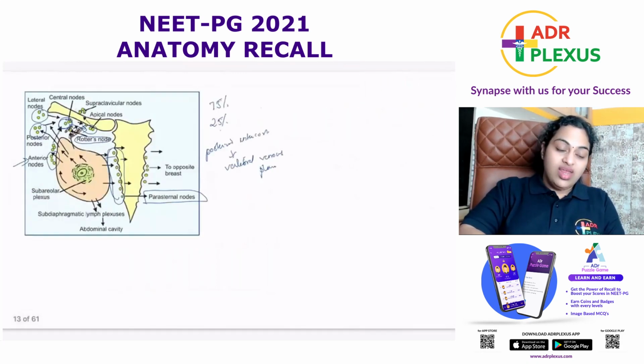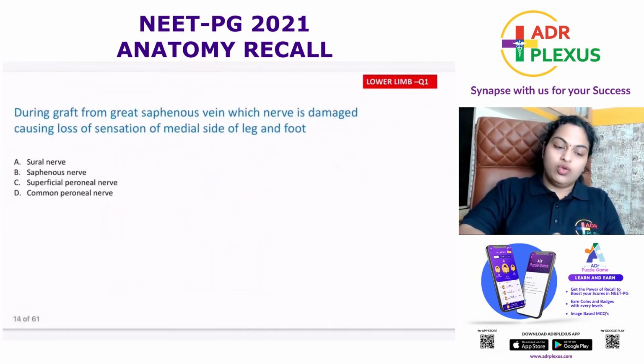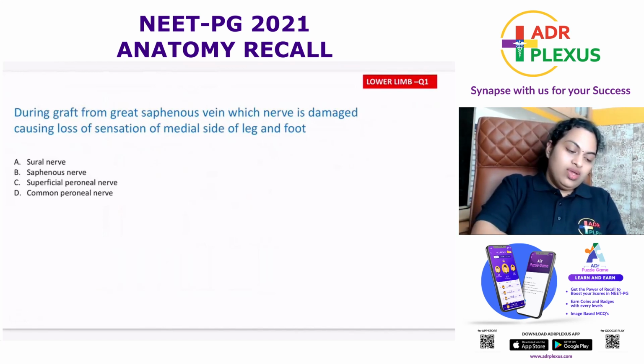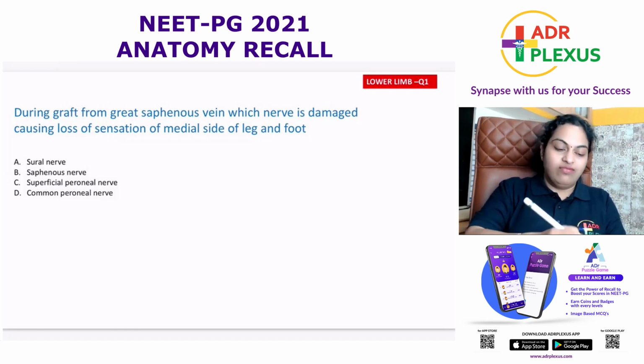So there were 3 questions from upper limb, right, related to upper limb. Now moving on to questions that were asked related to lower limb. During graft from great saphenous vein, which nerve is damaged, causing loss of sensation over the medial side of leg and foot?